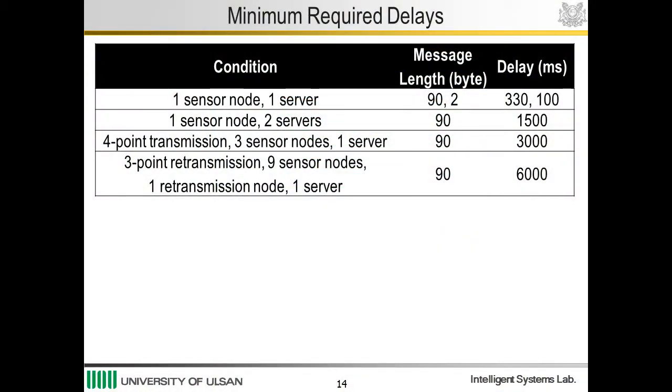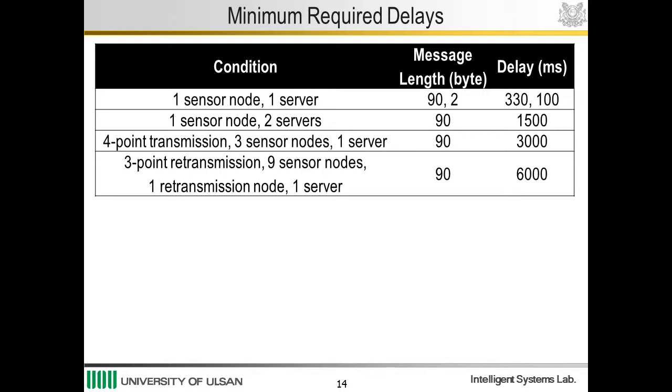To make our communication error-free, we had to check which minimum delays we can use between sending the second portion of the data. So when we send data from one sensor node to one server without retransmission, with the message length 90 bytes, we have to have a delay of 330 milliseconds. But when we send the command with a 2 bytes message, we can decrease the delay to 100 milliseconds.